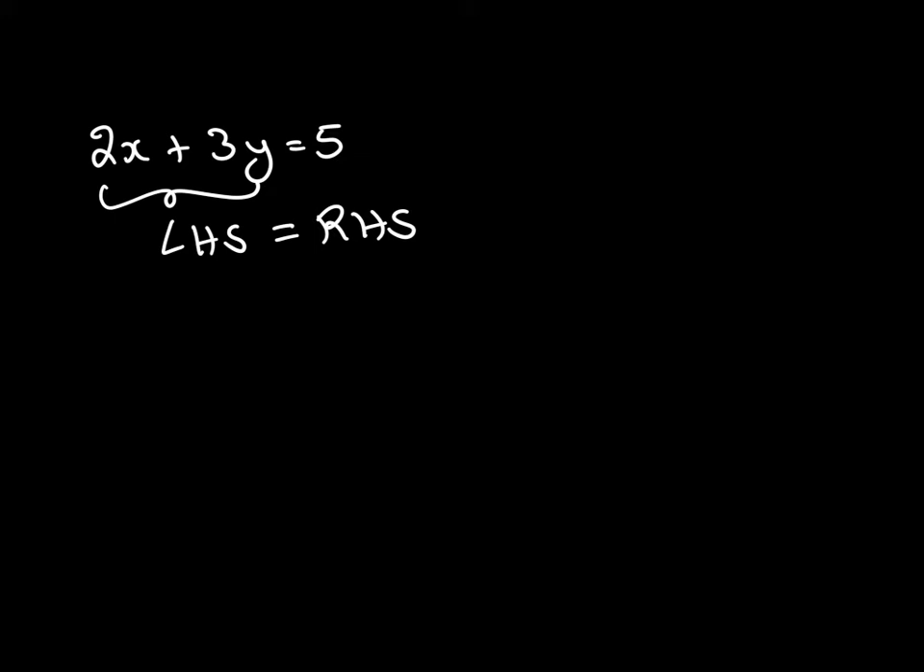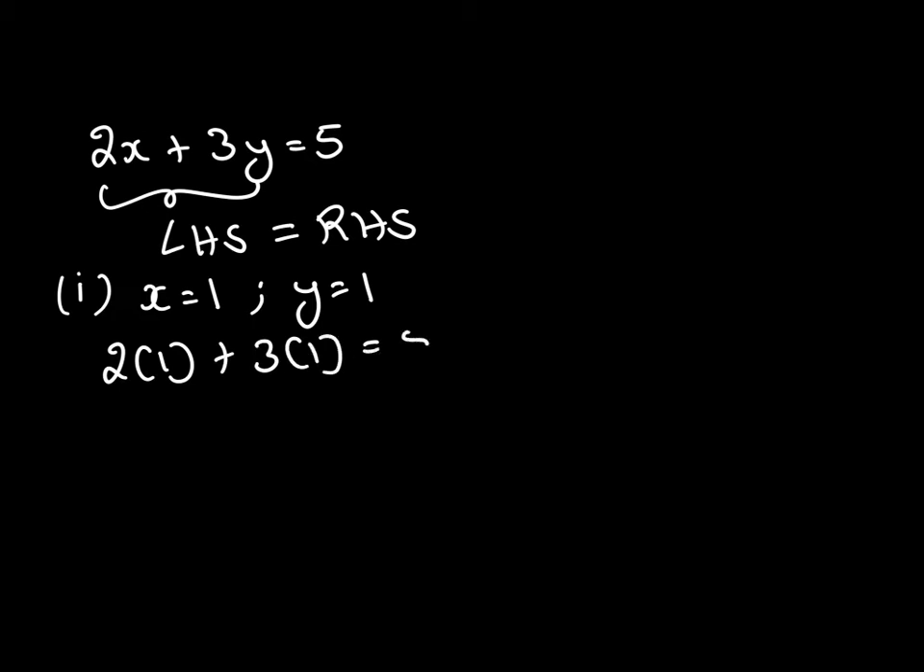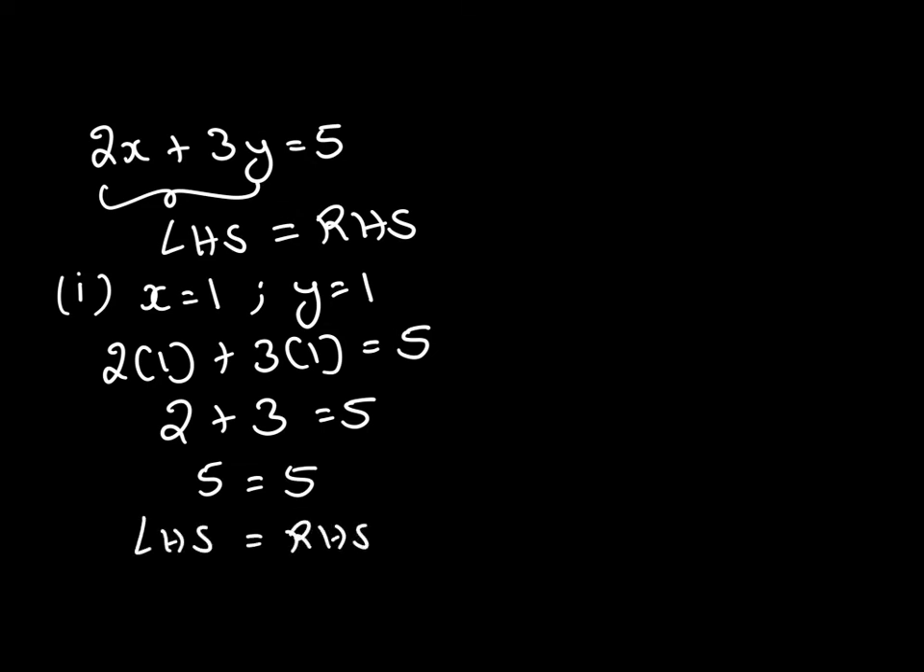For example, let's take the value of x to be 1 and the value of y to be 1, and we plug it into the equation. So what happens? 2 times 1 plus 3 times 1 equal to 5. 2 plus 3 equal to 5. 5 is equal to 5. So we see that the left hand side is equal to the right hand side. So we say that 1, 1 is the solution of this equation.